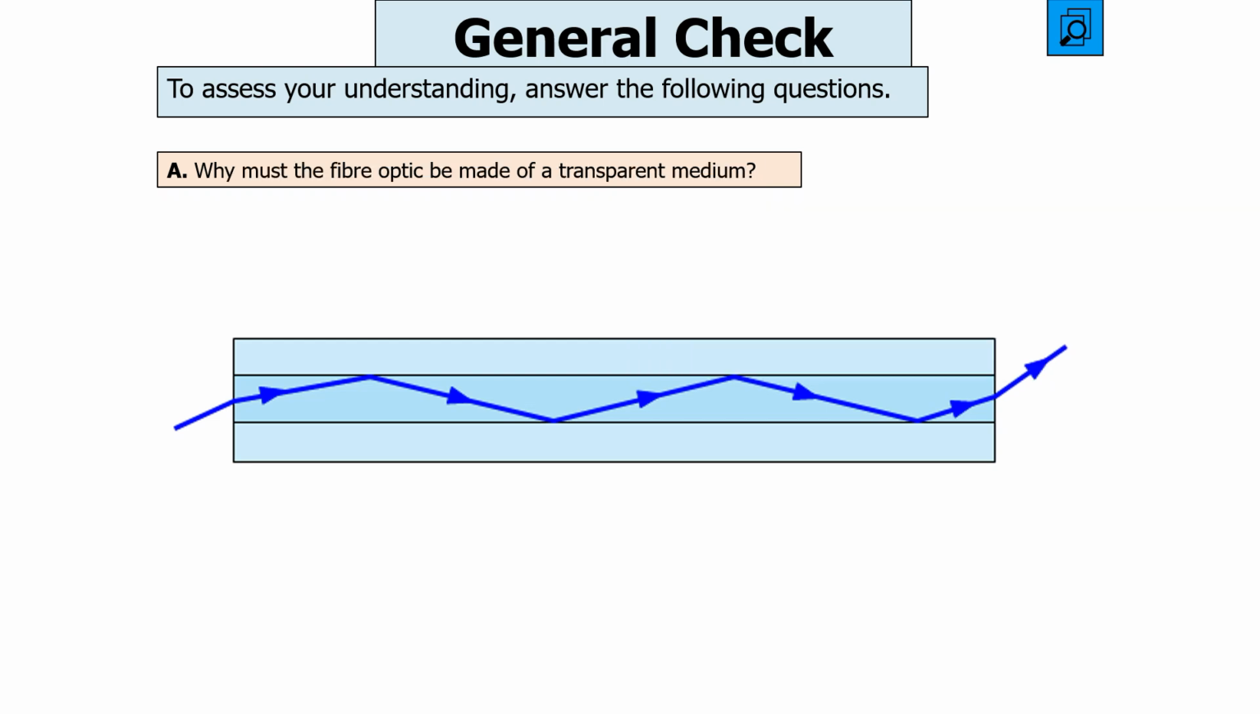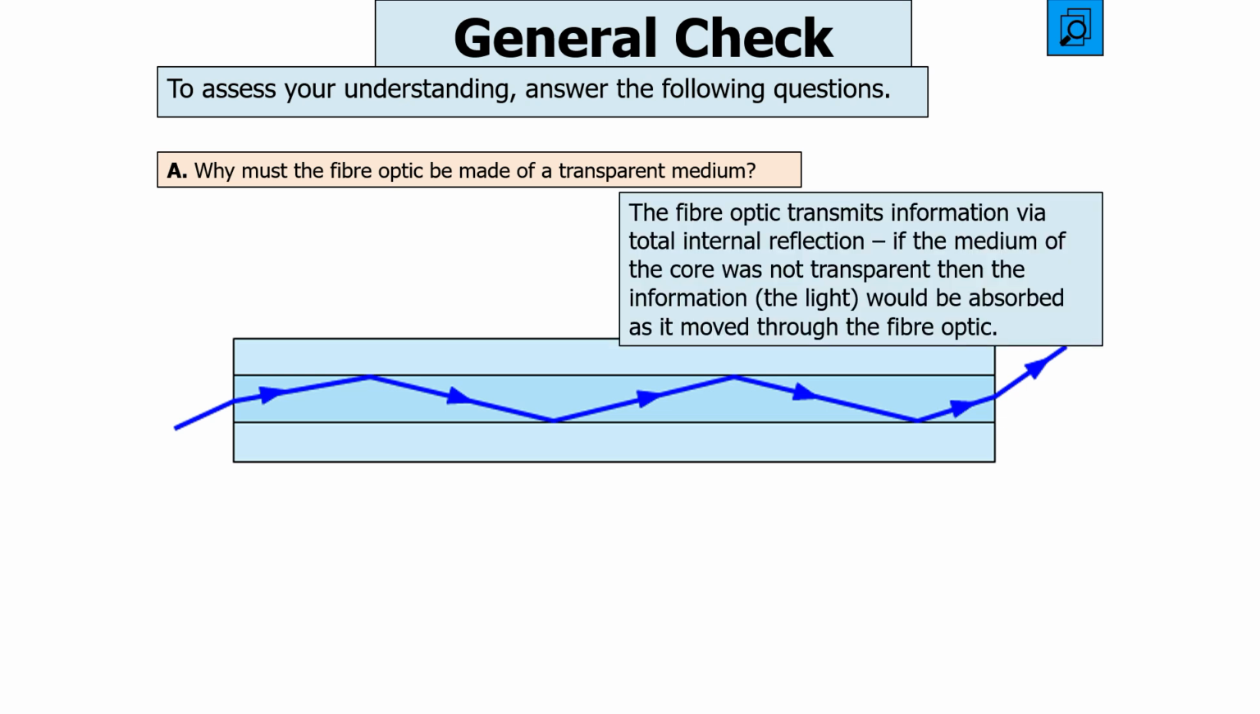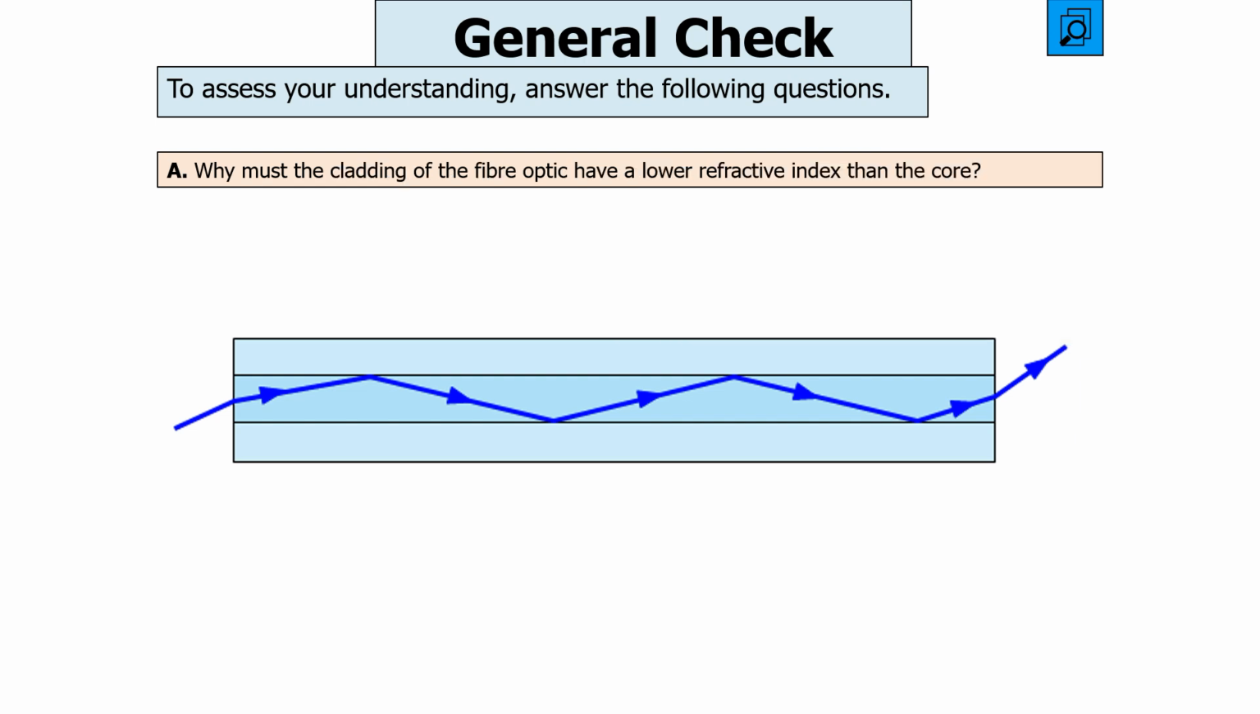Why must the fibre optic be made of a transparent medium? Pause the video now, then unpause the video when you want to go through your answer. Well, the fibre optic transmits information via total internal reflection. If the medium of the core was not transparent, then the information will be absorbed as it moves through the fibre optic. Why must the cladding of the fibre optic have a lower refractive index than the core?